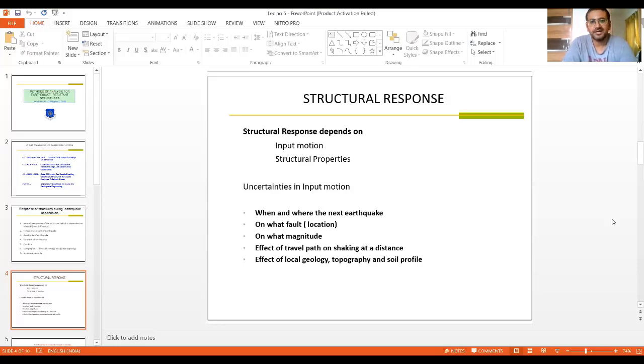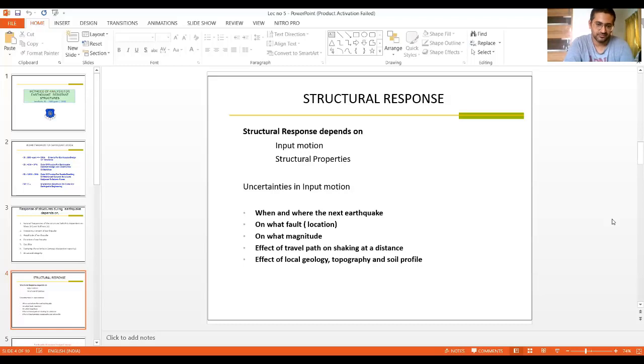And the effect of the travel path on shaking at a distance is also very important. We have seen that different layers are going to be there beneath the structure, and the soil profile is going to matter. From the point of focus to the surface of the earth, the distance between the focus and the epicenter is known as the focal depth. By the time the seismic wave reaches from the focus to the epicenter, it is going to pass through many earth layers, and different earth layers have different intensity and different properties. So all these layers will not be able to pass the wave through and reach the earth surface.